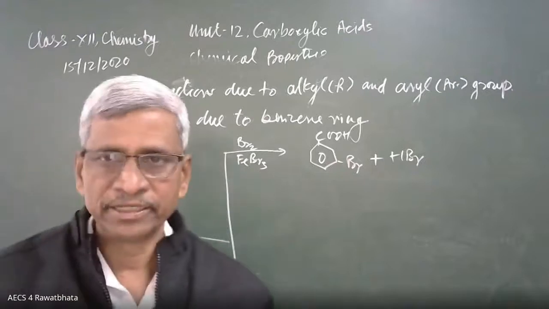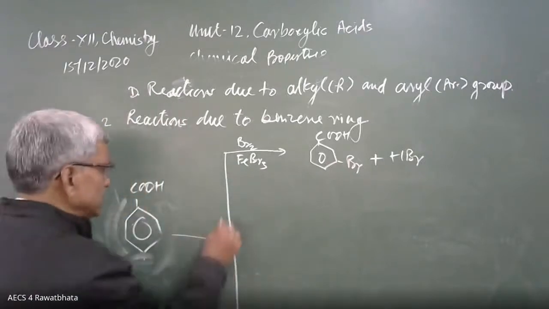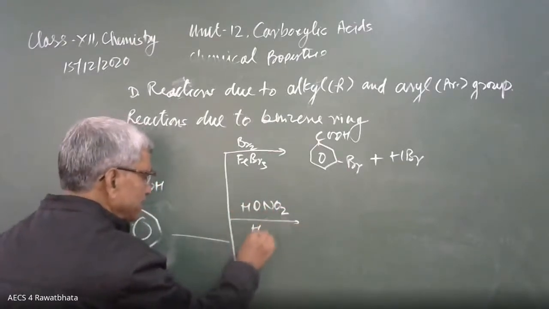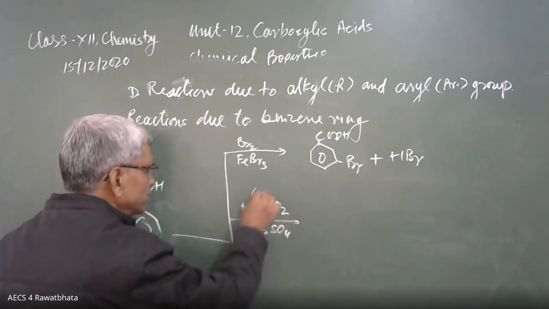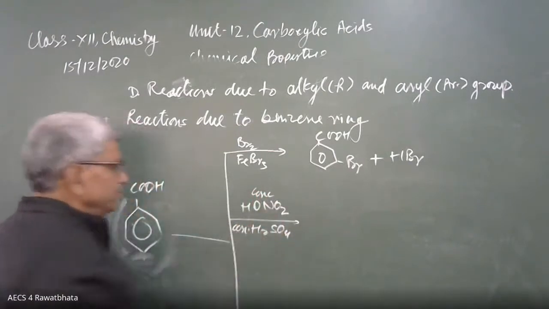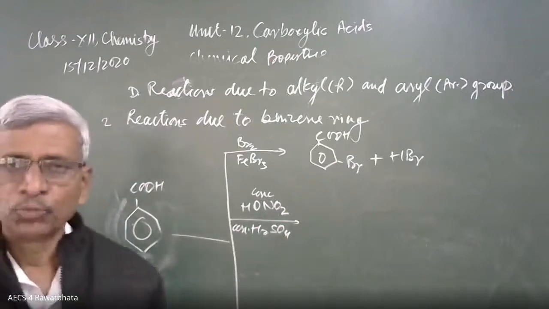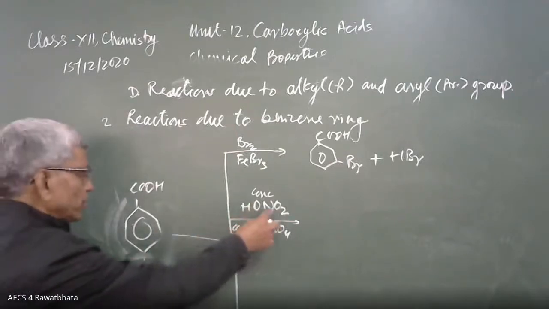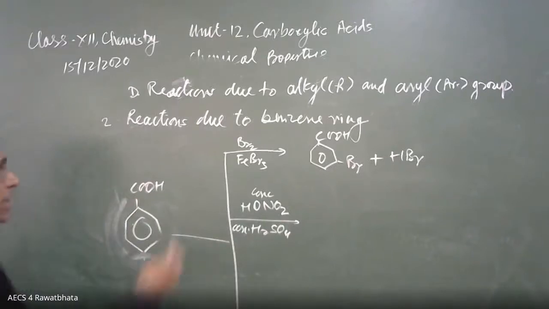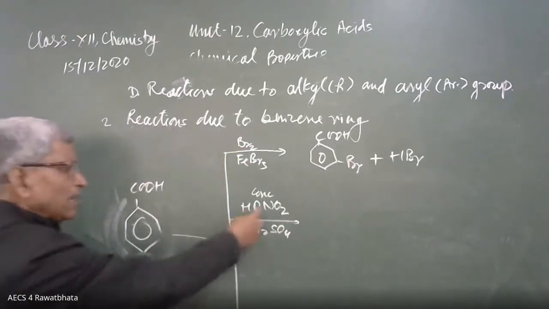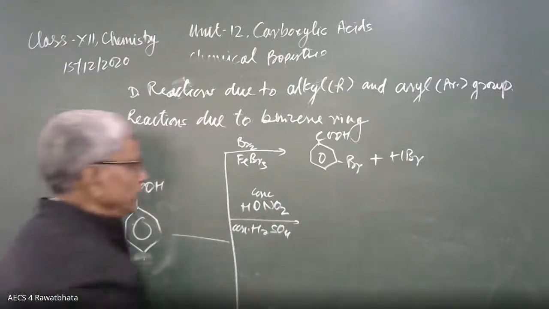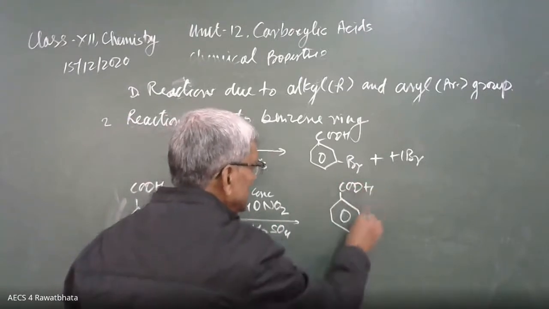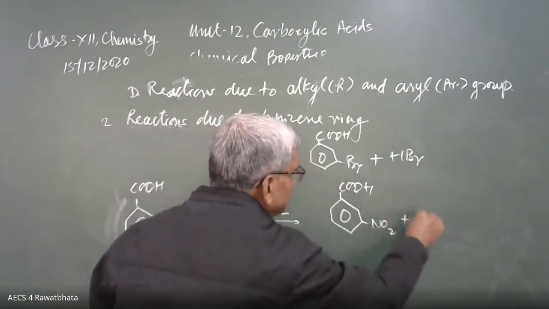Directive influence should be clear. There should not be any doubt. This is going to combine with nitric acid, HONO2, in presence of H2SO4, both concentrated. NO2 positive comes out from HNO3 after protonation, and this NO2 positive joins to the meta carbon, just like Br positive joins at the meta carbon. We get nitrobenzoic acid, that is meta-nitrobenzoic acid, COOH, and here is NO2, plus H2O.